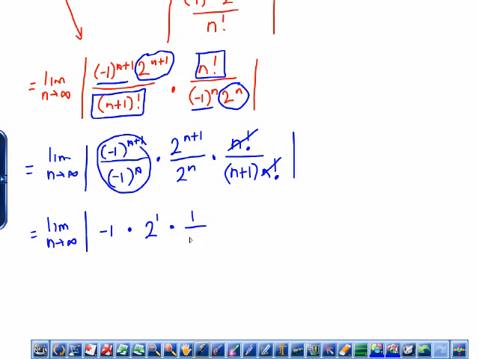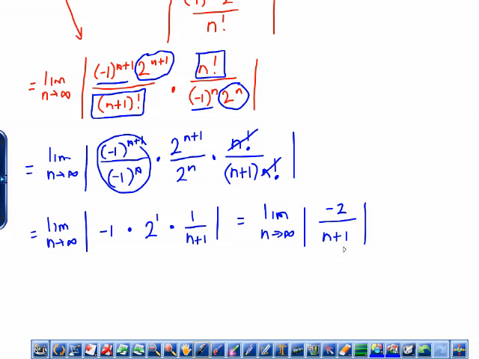So this is 1 over n plus 1. All right, so this is going to simplify quite nicely to the limit as n approaches infinity of the absolute value of negative 2 over n plus 1. I've just simplified all of that. And again, I think some of you are not going to have to write out everything every time, and we'll get there as we go along.